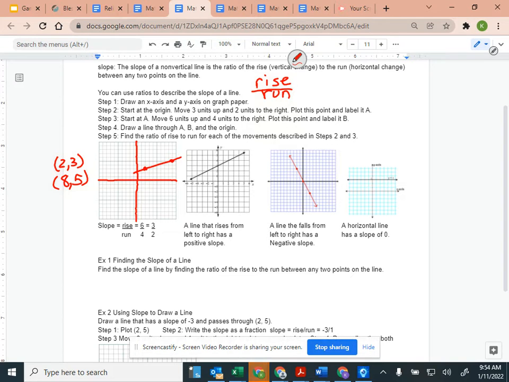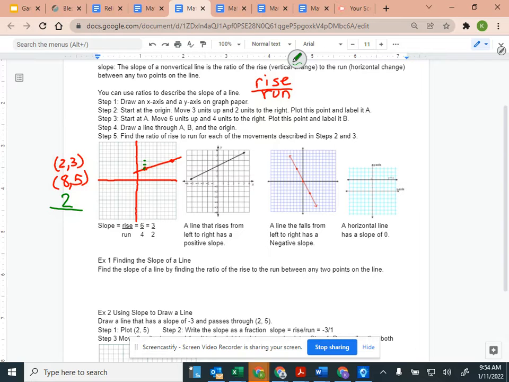So I'm at 2, 3. What's my first step I have to do to find my slope? Remembering it's rise over run, I'm going to go up. So I'm going to start at 2, 3 and see how many up I have to go. That's 1, 2. So I'm going to put a 2 for my rise.